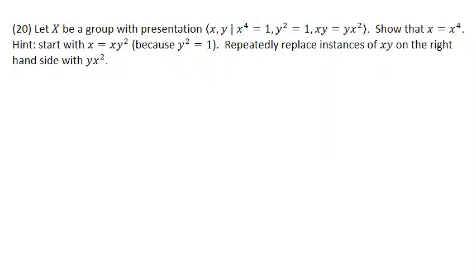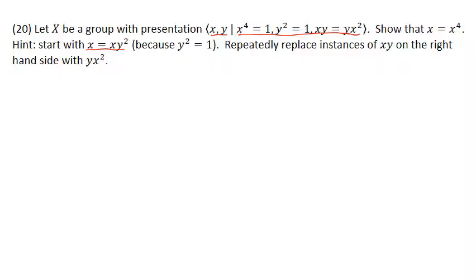Okay, so let's look at number 20. Let X be a group with presentation xy, little x, little y, and these three relations right here show that little x equals x to the fourth. The hint is to start with the fact that little x equals little x times y squared, because y squared equals 1. So we start with x equals x, multiply the right hand side by 1, and replace 1 with y squared. Then repeatedly replace instances of xy on the right hand side with yx squared.